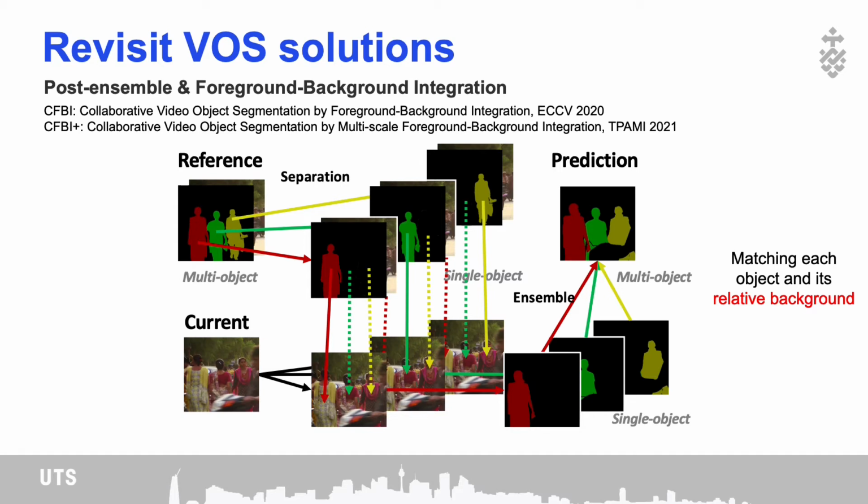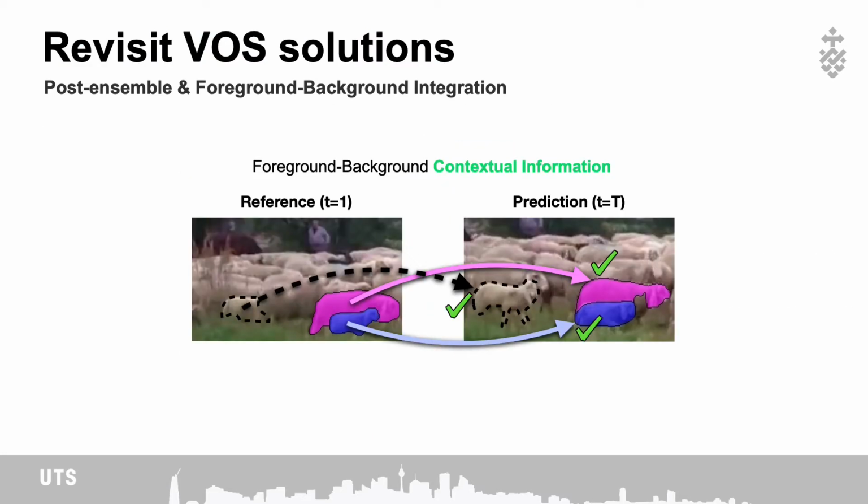To relieve the background confusion problem, our previous solutions, CFBI and CFBI Plus, proposed to integrate both foreground and background information by additionally matching the relative background. We mark the background matching with a dotted line here. The foreground-background integration can explicitly augment the learning of foreground-background contextual information, thus effectively relieving the false matching in the background.